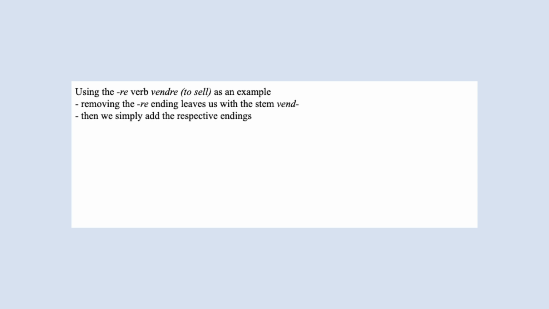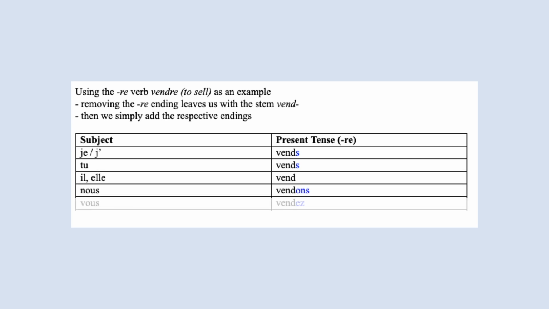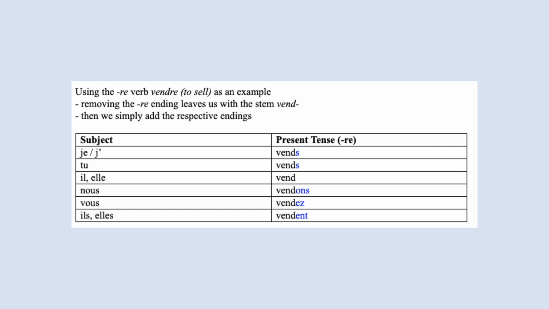We then add the respective present tense endings afterwards for RE verbs. Vends, vends, vend, vendons, vendez, vendent. And that sums up regular French present tense conjugations.